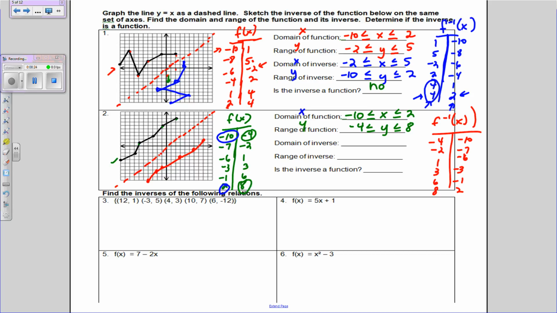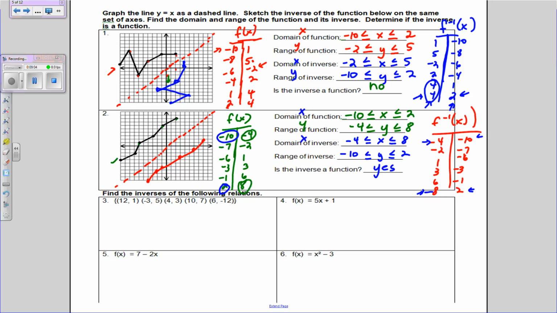And then just to be safe so you don't miss something twice, you could do the same here. We have an 8 and a -4 for the domain. So we have -4 less than or equal to x less than or equal to 8 for the inverse. And for the range, -10 and a 2. -10 less than or equal to y less than or equal to 2. And I don't see any repeats in the column, plus the graph passes the vertical line test. So yes, this one is a function.